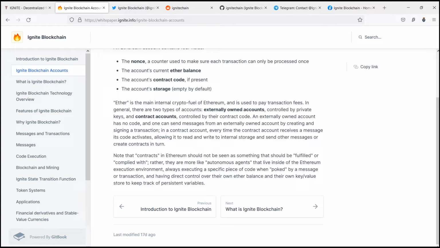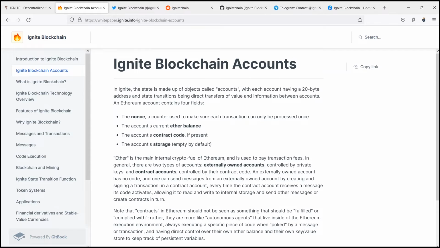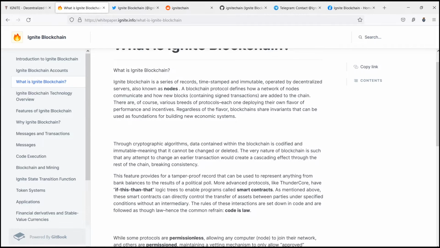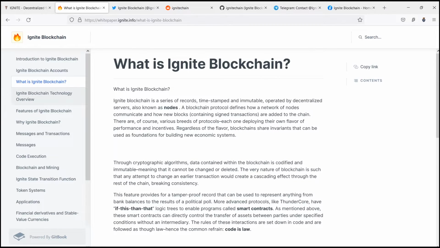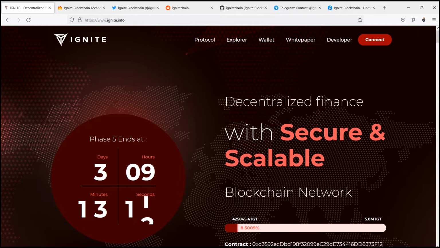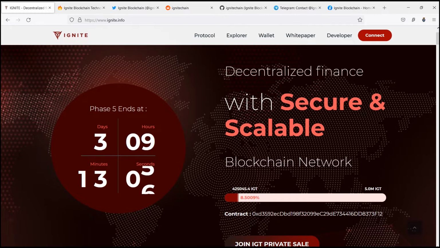There are, of course, various breeds of protocols, each one deploying their own flavor of performance and incentives. While some protocols are permissionless, allowing any computer to join their network, and others are permissioned, maintaining a vetting mechanism to only allow approved computers to participate.